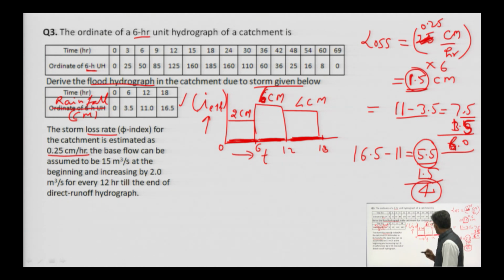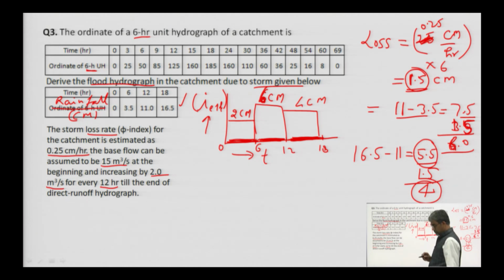The base flow can be assumed. The base flow is given as 15 meter cube per second at the beginning, and increasing by 2 meter cube per second for every 12 hours, till the end of the graph.